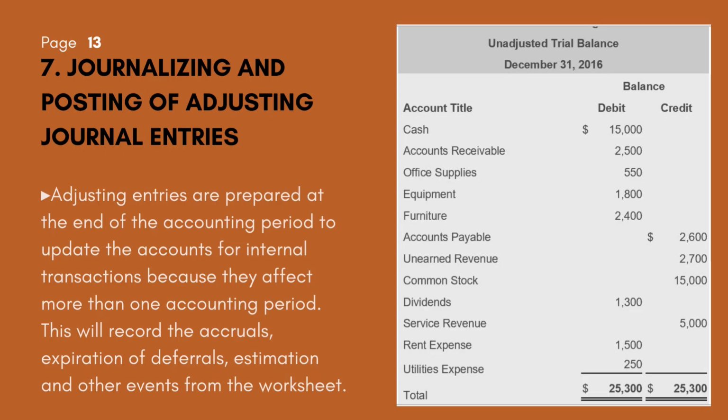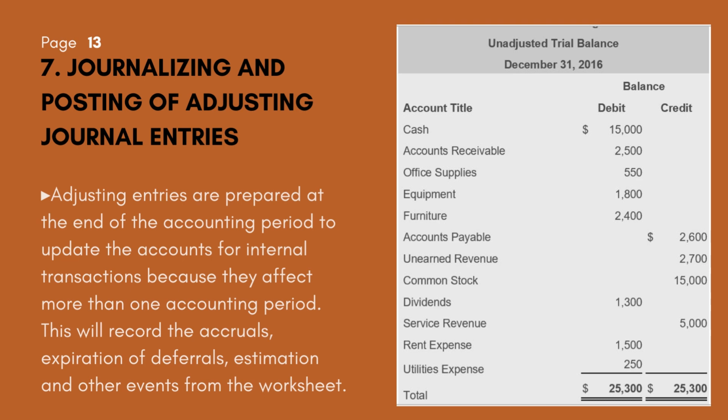Next is the journalizing and posting of adjusting journal entries. So we have here the provided examples of the adjusted trial balance. So what is journalizing and posting of adjusting journal entries? Adjusting entries are prepared at the end of the accounting period to update the accounts for internal transactions because they affect more than one accounting period.